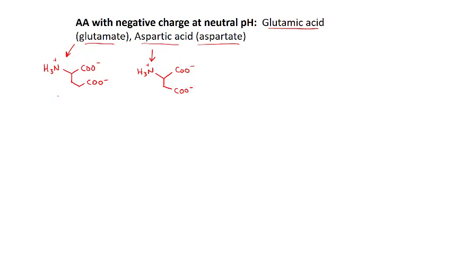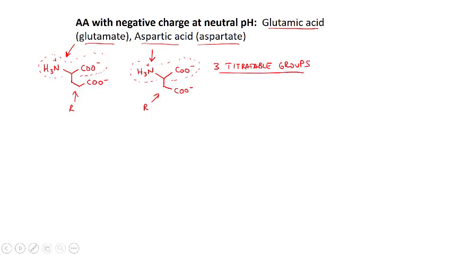Okay, now, what do we notice about these amino acids here? Once again, the alpha carbon, the alpha amine, and the carboxylic acid group are identical. The only difference is in the R chain. And notice that for both of these amino acids, we have 3 titratable groups. Now, the structures that I've shown here are what would be predominant at pH 7.